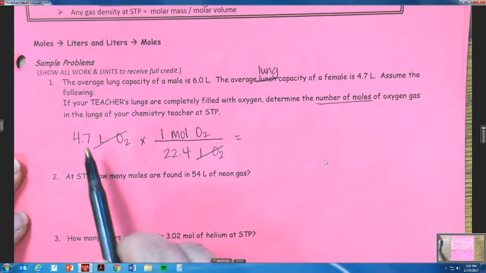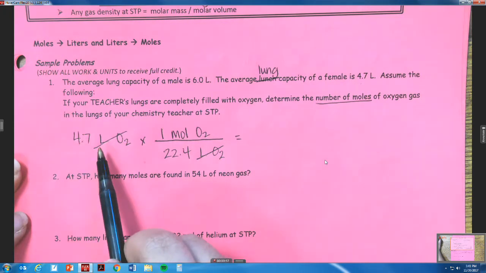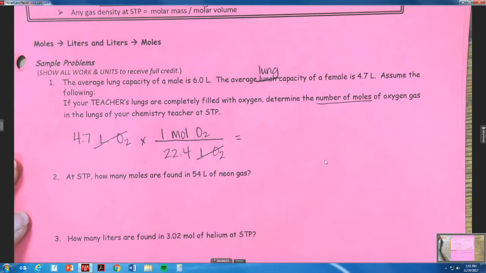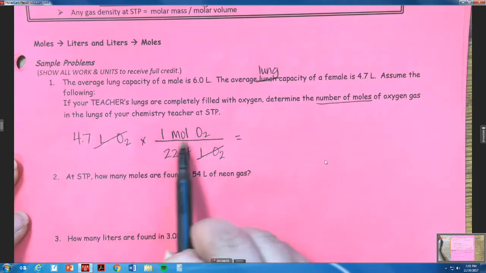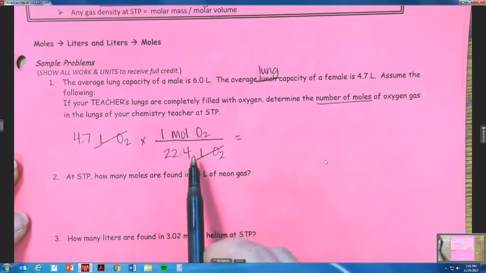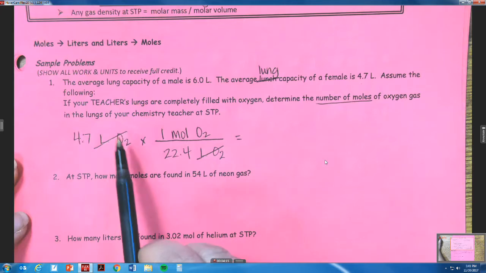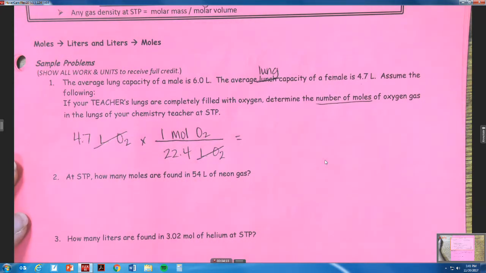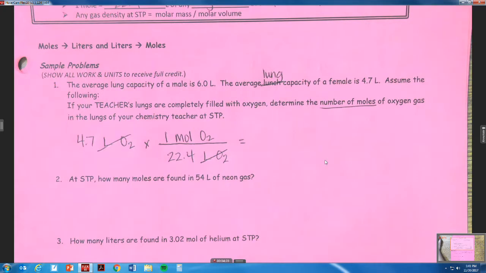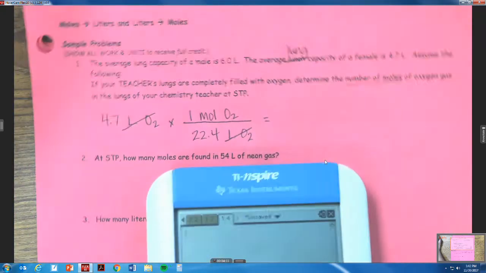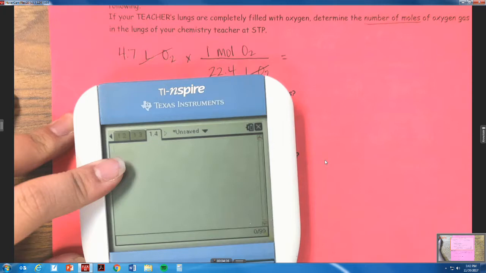Okay, so what is 4.7 divided by 22.4? If you didn't know why we divide, remember that whatever number you have on top is always going to be multiplied, and whatever number you have on the bottom is always going to be divided. So it's going to be 4.7 divided by 22.4. Let me get my calculator really quick. Okay, so I have my calculator. Let's go ahead and work this problem out together.